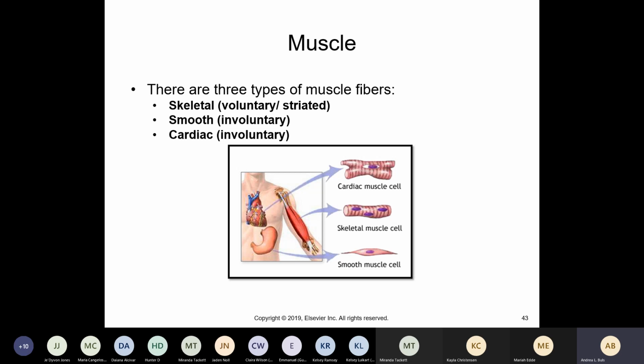Smooth muscle is involuntary, and then cardiac muscle is kind of an exception. It is involuntary as well. And you can see that it is also striated, but it's involuntary. We can't control it.